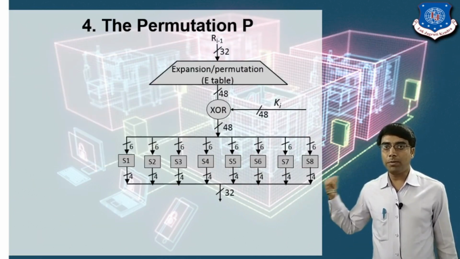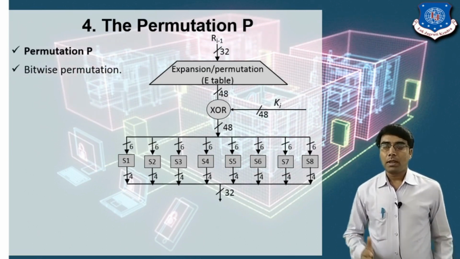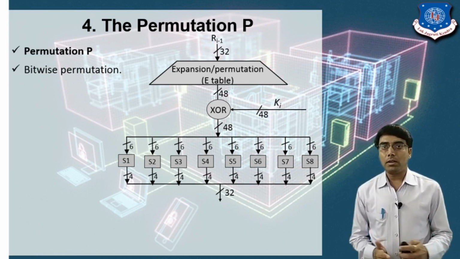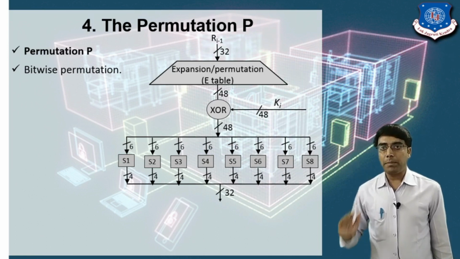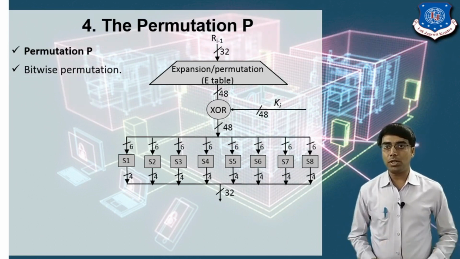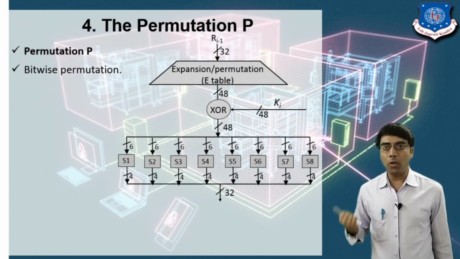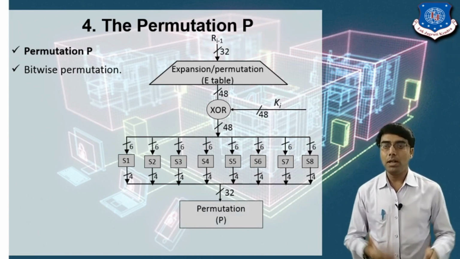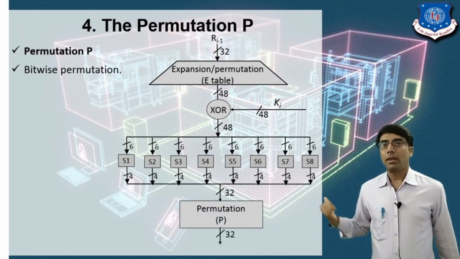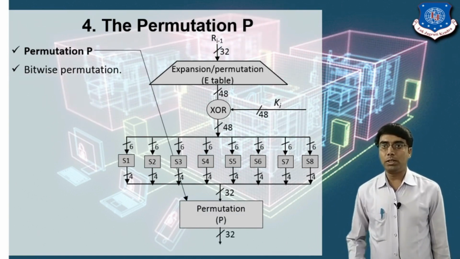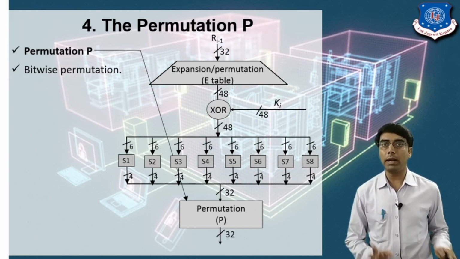Now in the 4th step we are performing a final permutation. Here again we are changing the order of the bits. After applying the S box substitution, it generates a 32-bit output. This 32-bit output is given as input to the permutation, and after applying the permutation, it generates a 32-bit output. So this is the final permutation. I hope this idea is clear.